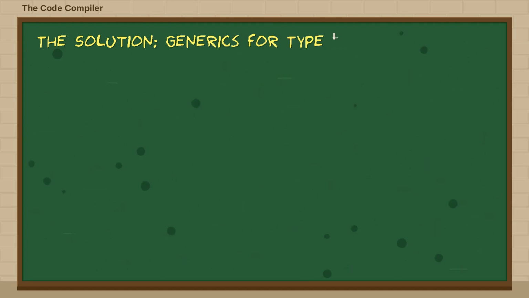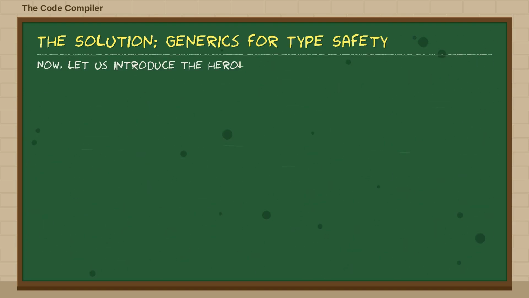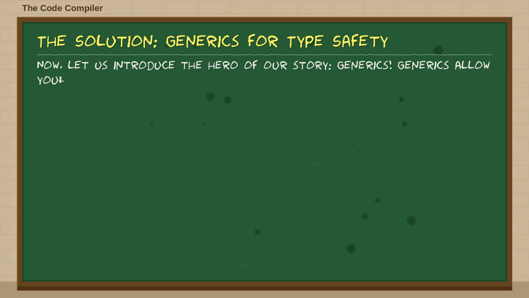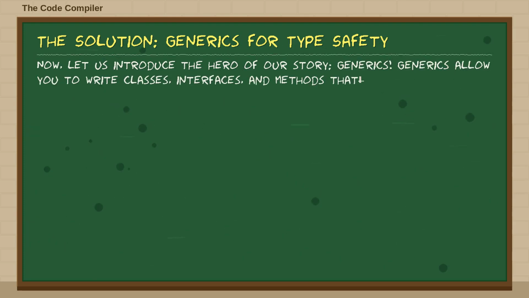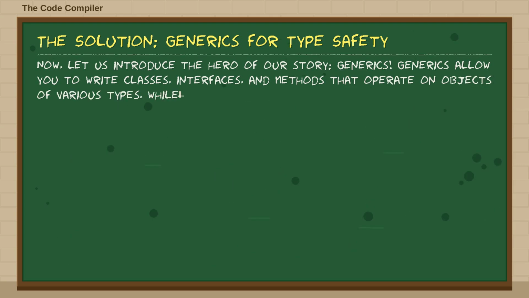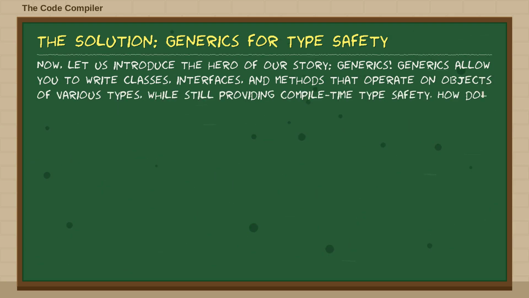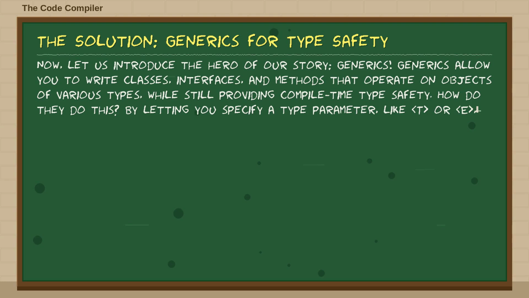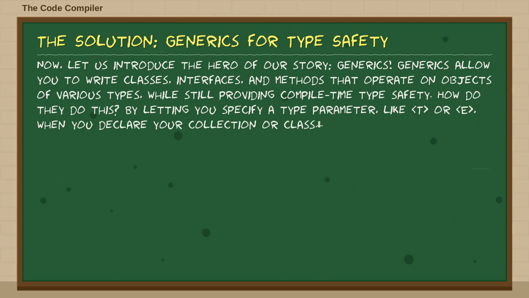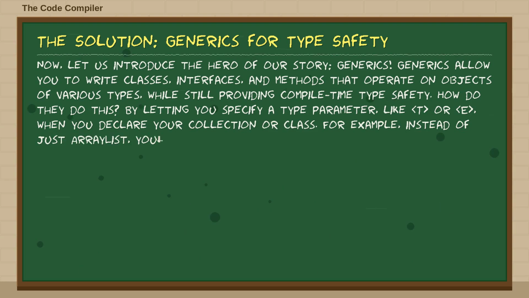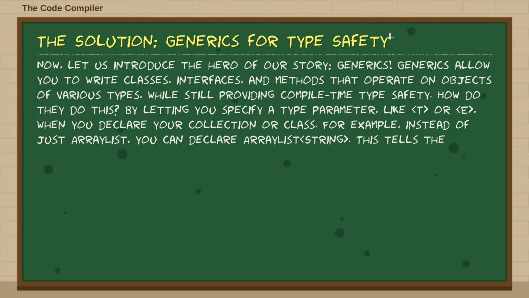Now, let us introduce the hero of our story, generics. Generics allow you to write classes, interfaces, and methods that operate on objects of various types, while still providing compile-time type safety. How do they do this? By letting you specify a type parameter, like T or E, when you declare your collection or class. For example, instead of just ArrayList, you can declare ArrayList<String>. This tells the compiler, hey, this list will only hold String objects.